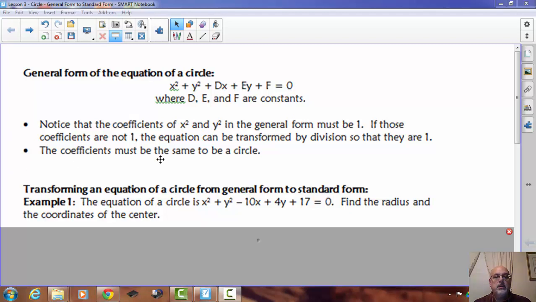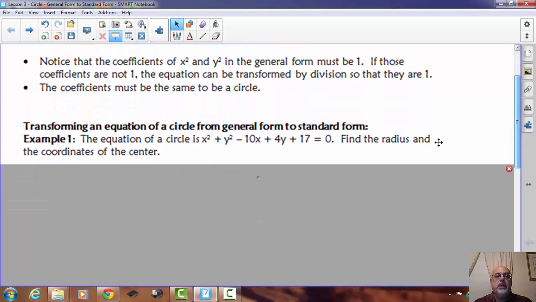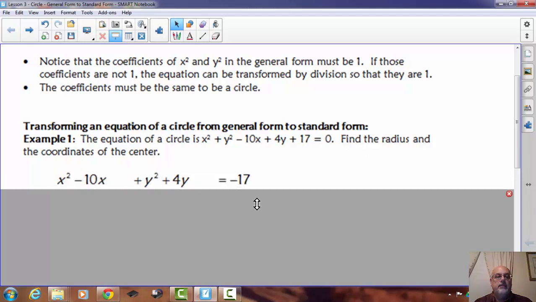So, transforming the equation of a circle from general form to standard form. We're starting out with x squared plus y squared minus 10x plus 4y plus 17 equals 0. First I group the terms together, the x squared and the 10x, and the y squared and the 4y, and then move the 17 to the other side.